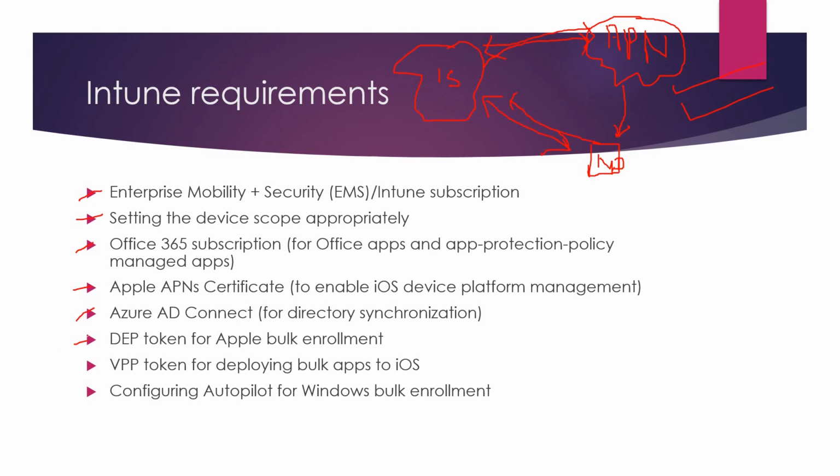DEP is used for bulk enrollment. We'll do a separate nugget on DEP. But for now, let's just keep this in mind that if we want to do bulk enrollment of iOS devices, then there is something called a DEP token that needs to be set up. So in this case, the APN token was set up and the end user went to his mobile device, went to the App Store, installed the company portal (CP) application, and enrolled his device.